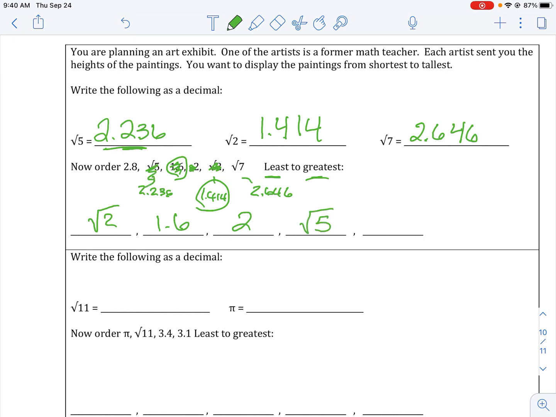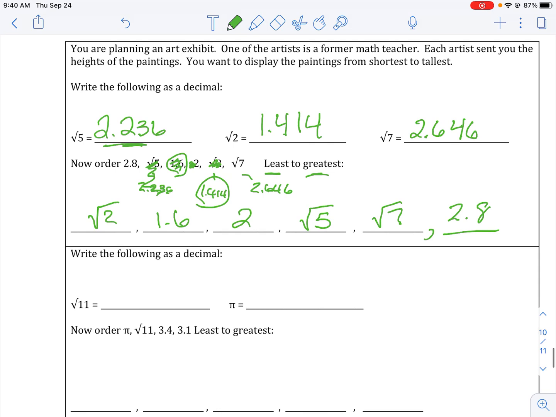2.2 is the next smallest of those. Then 2.6, which is the square root of 7. And I need one more space right there to give me 2.8, which is the largest.